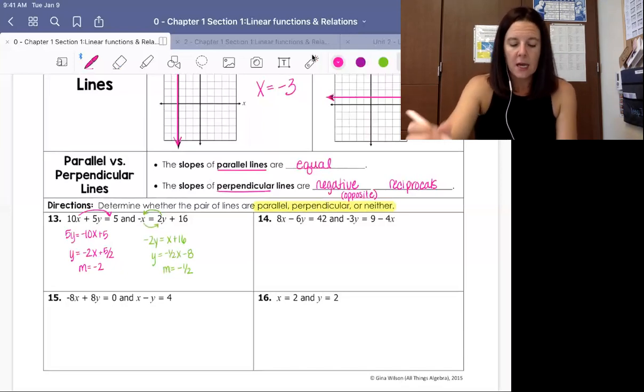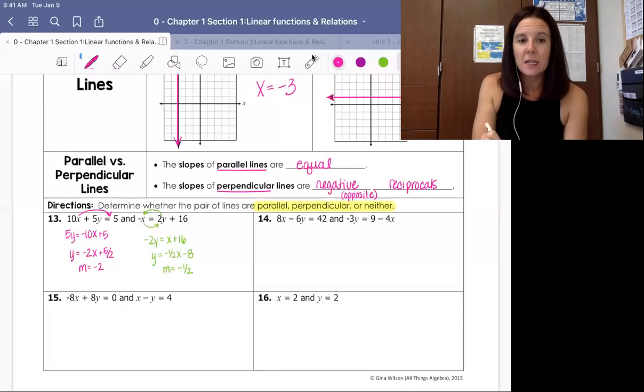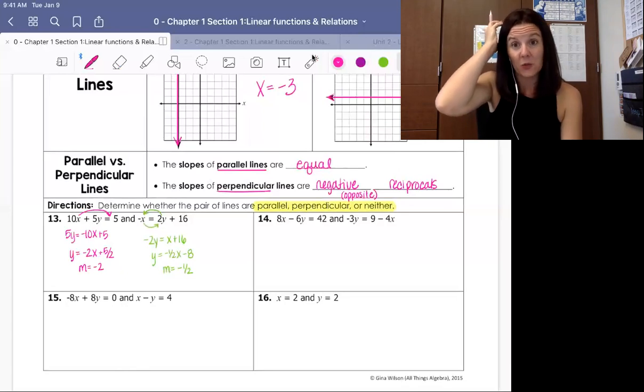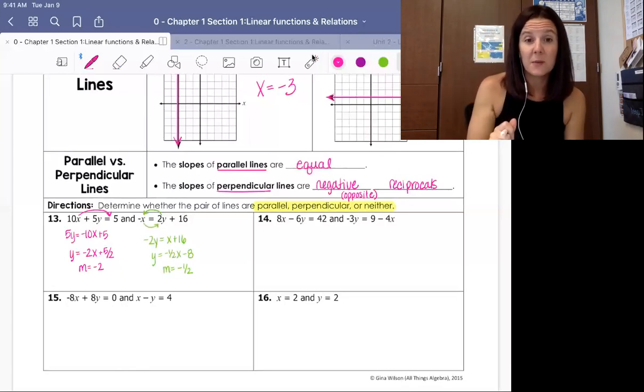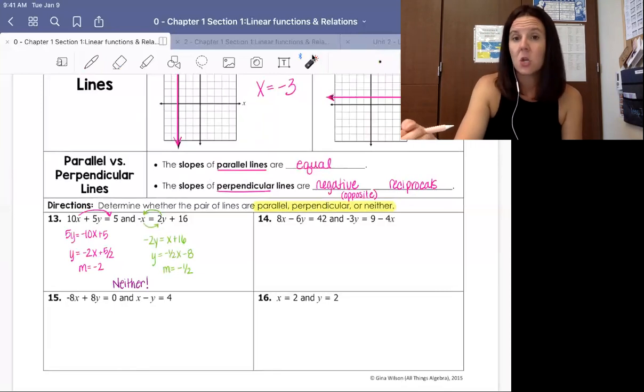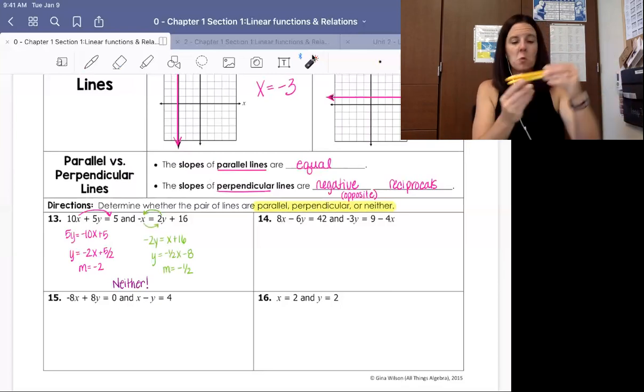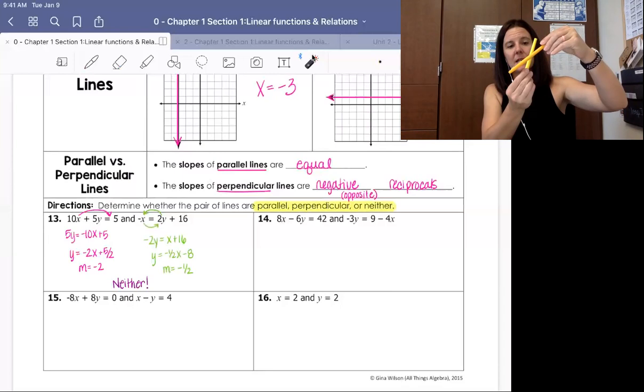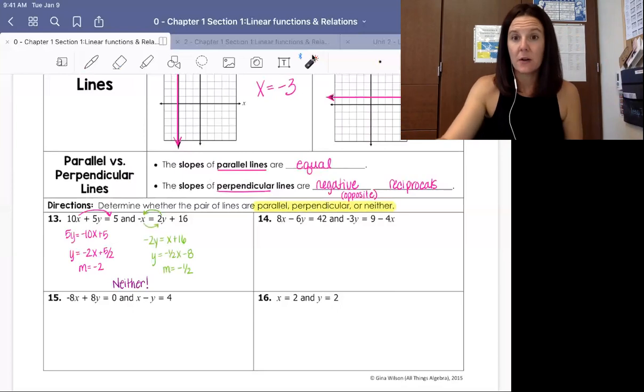So are they opposites of each other? Is one negative and one positive? They're both negative. So they're reciprocals, but they're not opposite reciprocals. One has to be positive in order for them to be perpendicular. They're definitely not equal, but they're not negative reciprocals. So that means these are neither parallel nor are they perpendicular. They're just, one is like this and one is like this. Okay, so they're not perpendicular, but they're not parallel either.